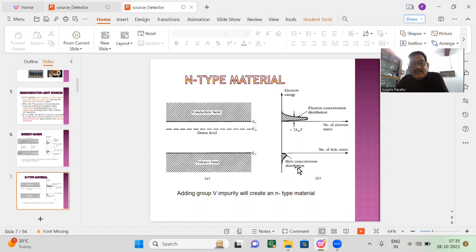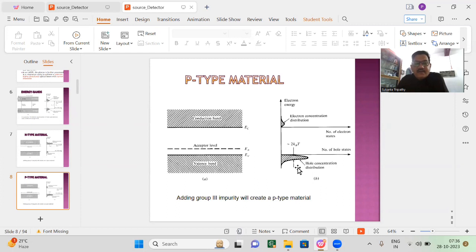So what will happen in this case is that the number of electrons will increase compared to the number of holes. Therefore, the conductivity in these materials will be dominated by these electrons, the negative charge carriers, and therefore these are called N-type materials. And as you can see in this band diagram, this electron concentration distribution is now much more than the hole distribution in the valency band. So this is the case of an N-type material.